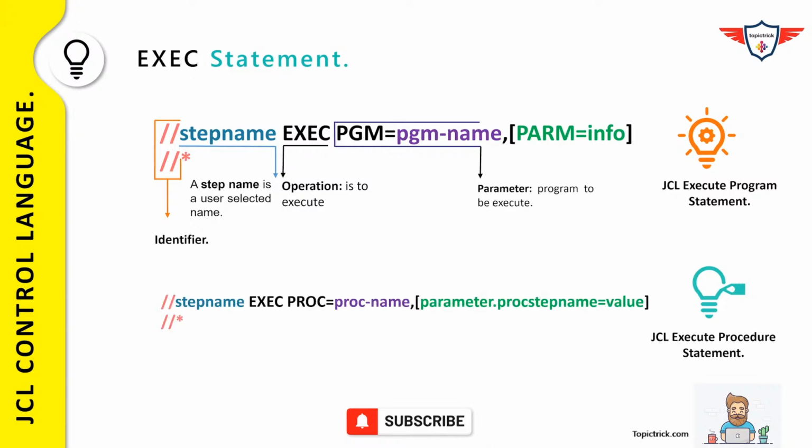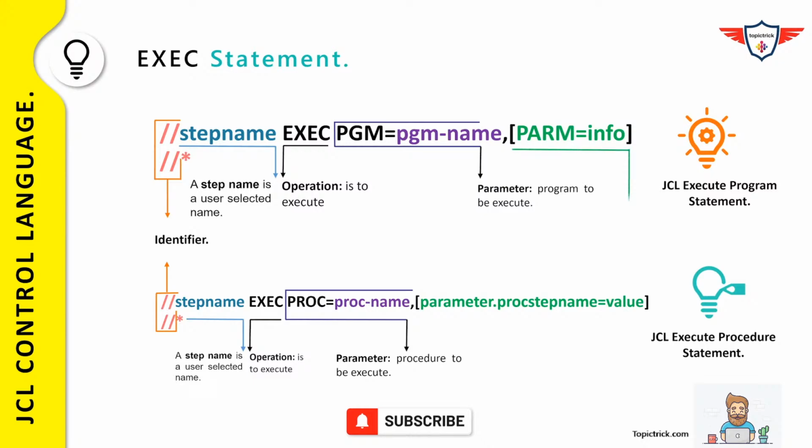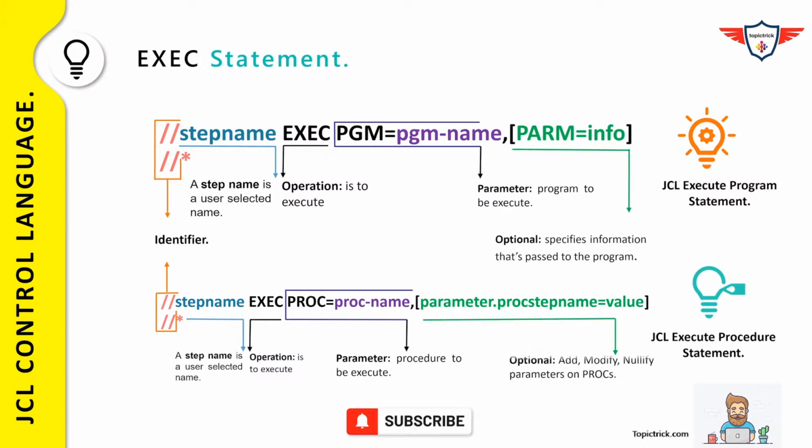The next parameter is PARM, and it is generally used to pass information to your program with the help of JCL. Now let's look at a different variant of the execute statement, and this variant is generally used to execute a proc, and it could be your instream proc or catalog proc. That depends on the nature of the requirement or the way you are designing your JCL.